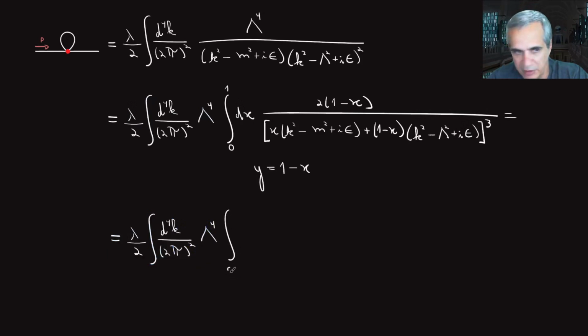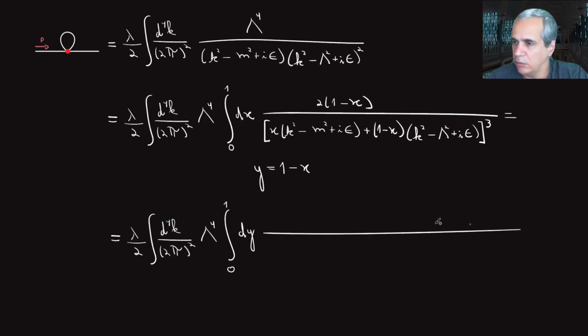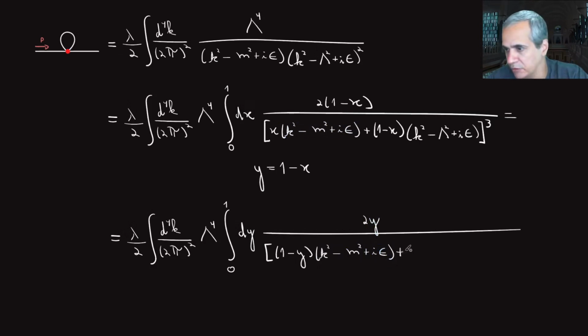It becomes just the integral from 0 to 1 dy of 2y over (1 minus y times this guy plus y times the other one) cubed.